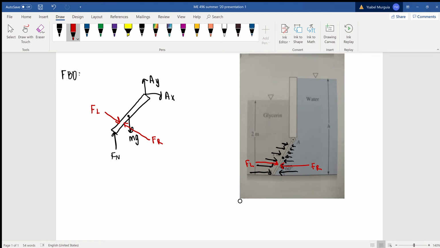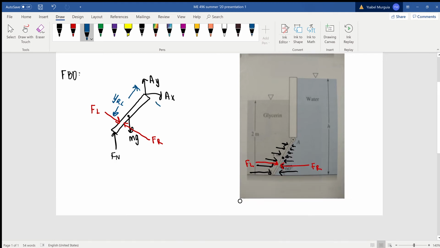I am going to go ahead and label some dimensions. First of all, we don't know where these forces are going to end up, so we are going to name it a distance. This is going to be the position of this resulting force on the left, from there to there, and then this will be the position of this resulting force on the right, YRR. That's something that we will have to solve for. We don't know that value yet.